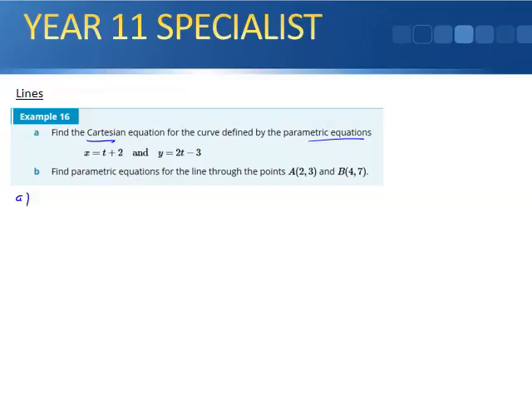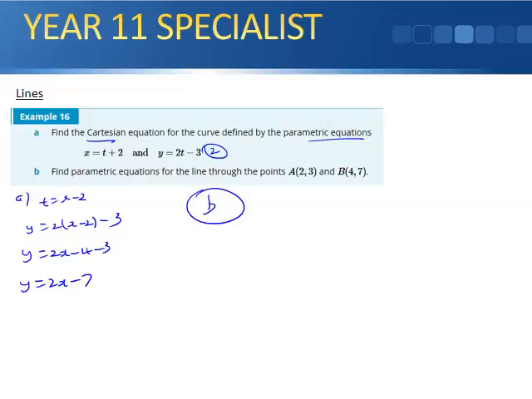So for this first one, I'm going to rearrange it so I get t equals x minus 2. And now I'm going to sub that into that equation there. So I get y equals 2(x minus 2) minus 3, which means y equals 2x minus 4 minus 3, which means y equals 2x minus 7. That's the Cartesian equation.